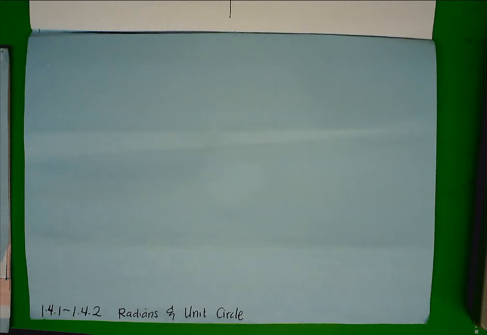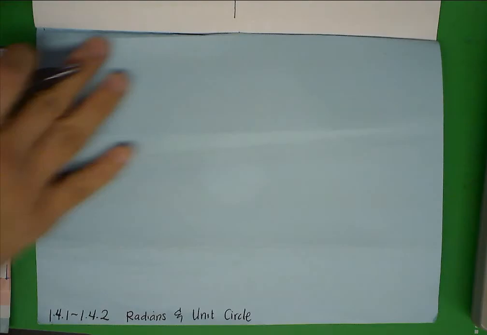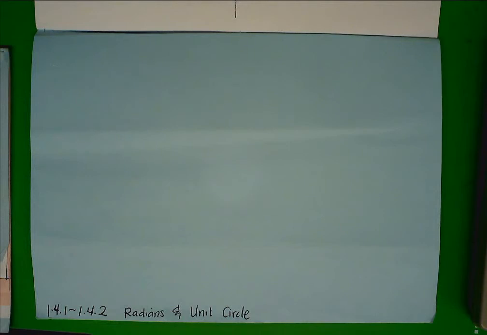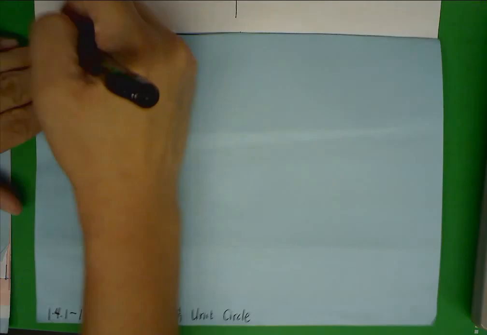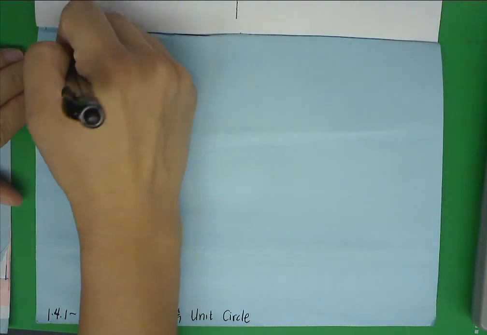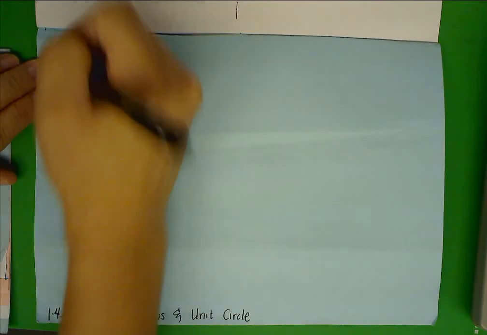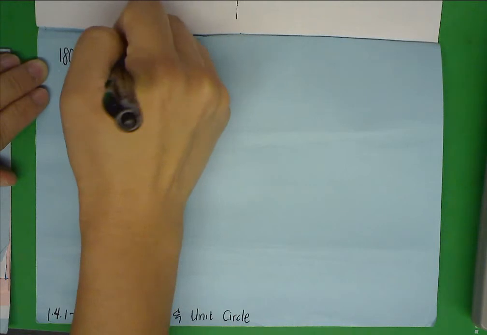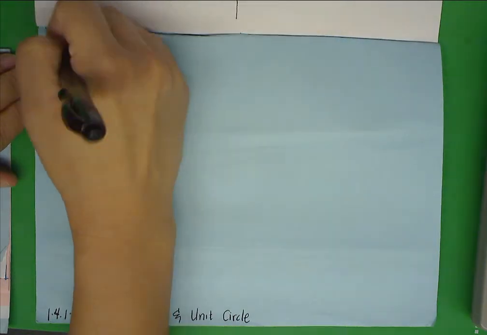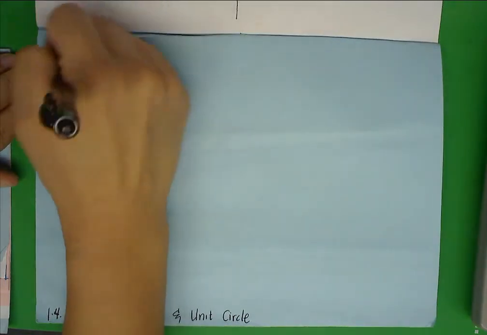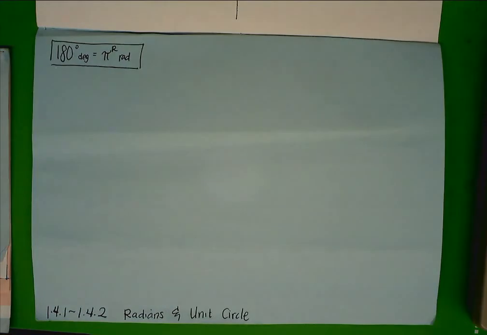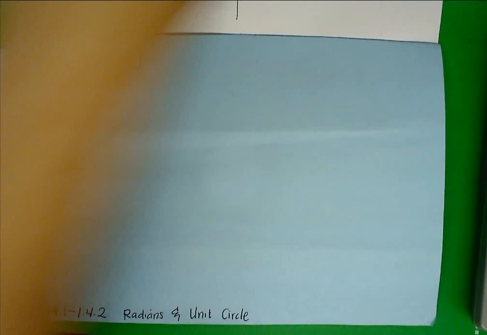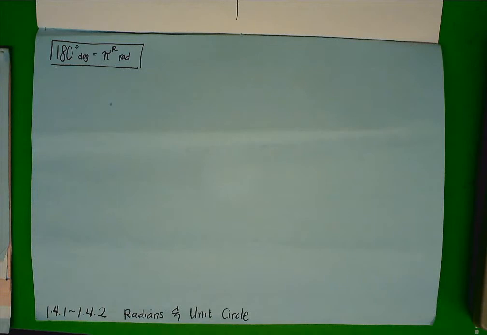Alright guys, based on what we learned yesterday, very important, 180 degrees equals pi radians. This is something we're going to memorize and know forevermore. Just like yesterday, when I go like this, you guys know the angles, right?